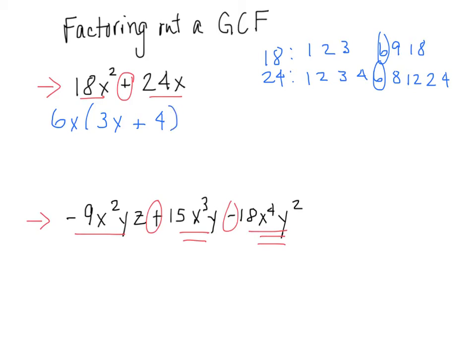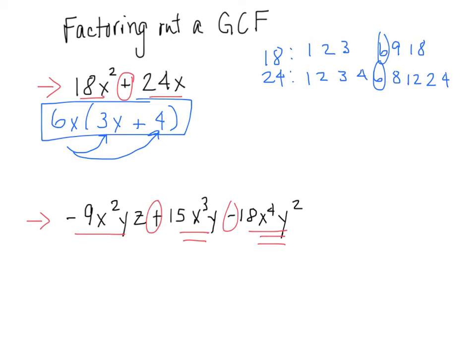And the very quick, easy way for you to check is you know that parentheses mean multiplication. In your head, just very quickly multiply that back in. 6x times 3x is 18x squared, and 6x times 4 is 24x. So we know that we factored it correctly. This would be what our factored version of that binomial looks like. Greatest common factor is always the very first thing that you look to factor out.